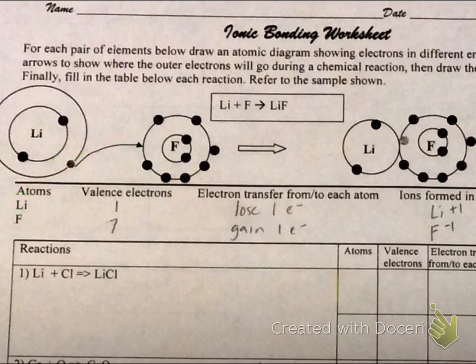The last step in this process for the worksheet is to identify the ions formed. In this case, because lithium loses 1 electron, it will become lithium plus 1. And because fluorine gains 1 electron, it will become fluorine minus 1.